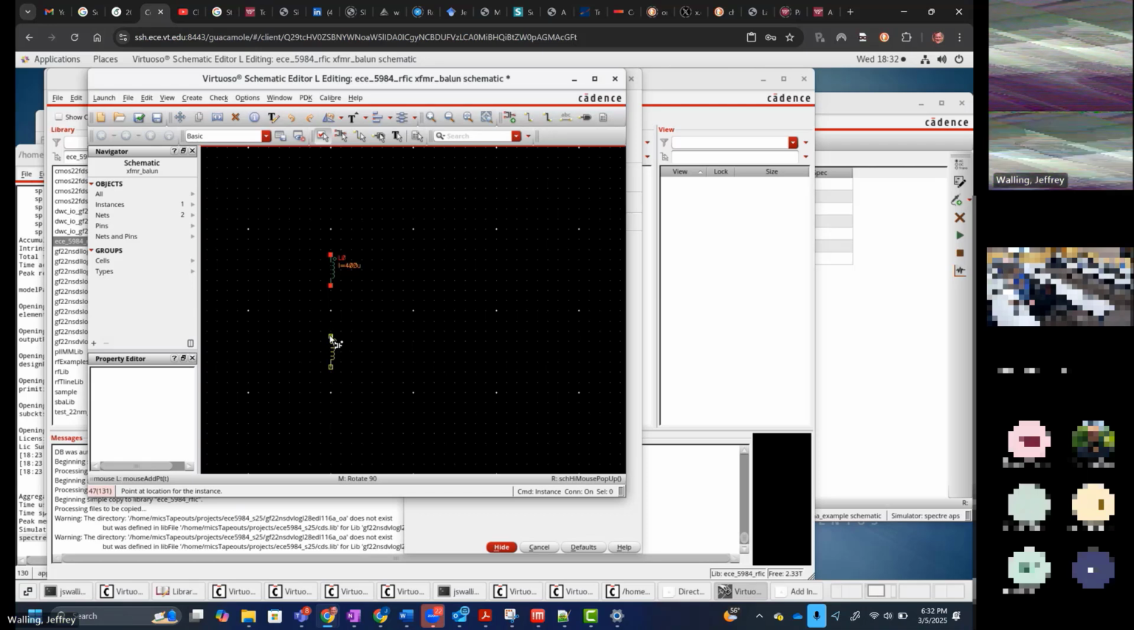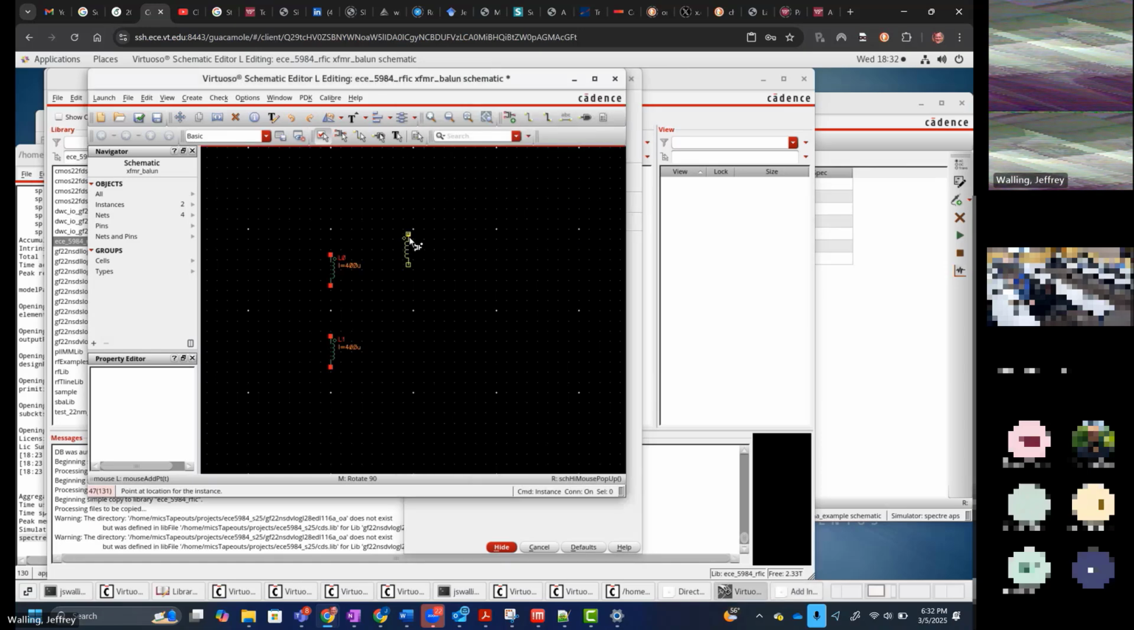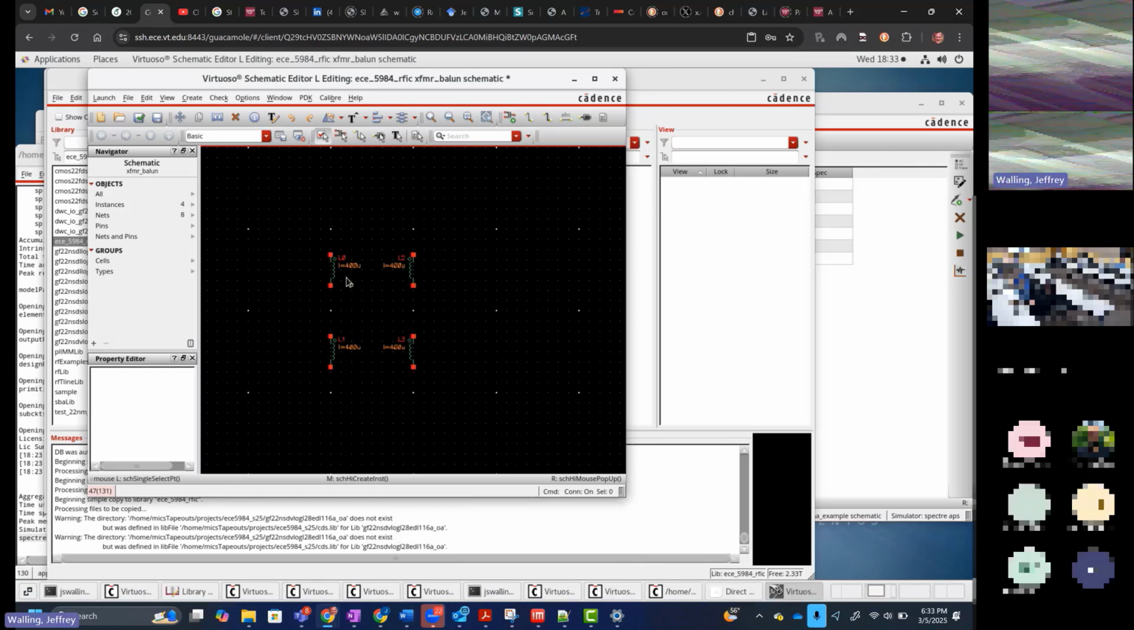So I'm going to put 2 inductors down here, 2 inductors down here. And these inductors have dots on them. And the dot convention is just that the current flows into the dot. So if I couple these 2 inductors together, current flowing into L0 will flow into the dot of L2.